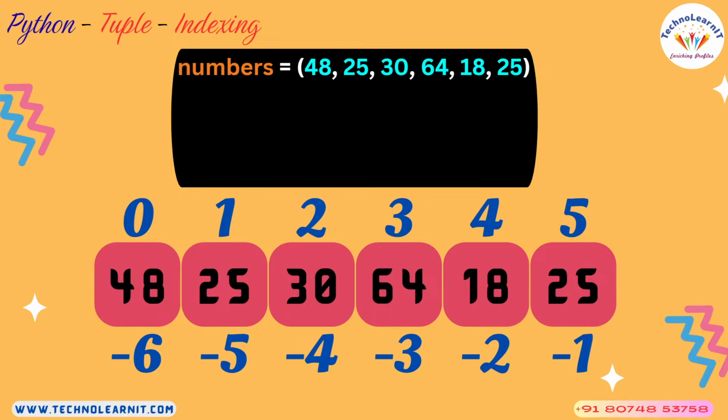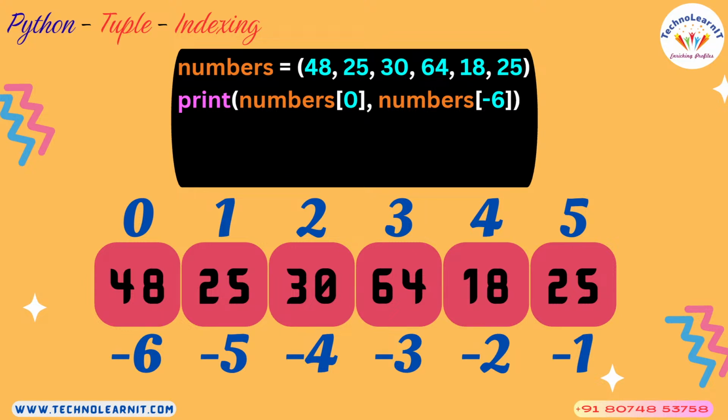All right. Now, if you have to access 25, again, 25 is repeating, so let me take an example of 30. If you have to access 30, all that you need to do is ask for numbers, and within square brackets, you need to mention 2. Okay, now look at this statement. Numbers is the name of the tuple, and within the brackets you mention 0. That means what is the element that you want to access and print? It is nothing but 48, because at the 0th index you see the element 48.